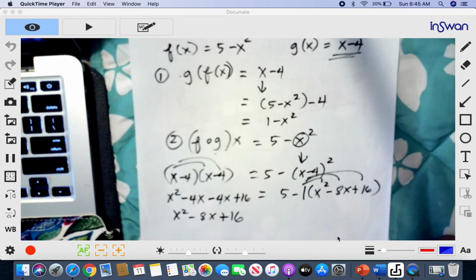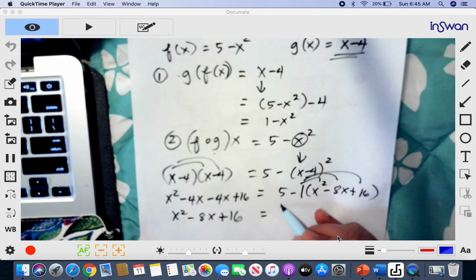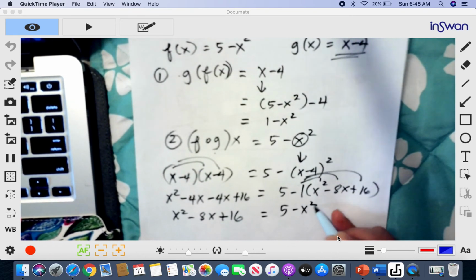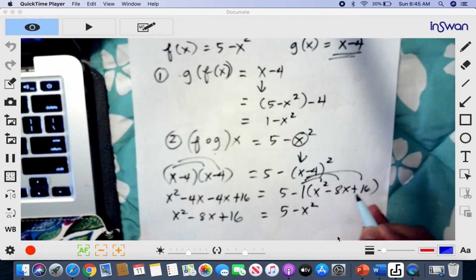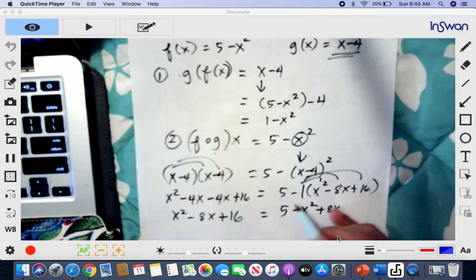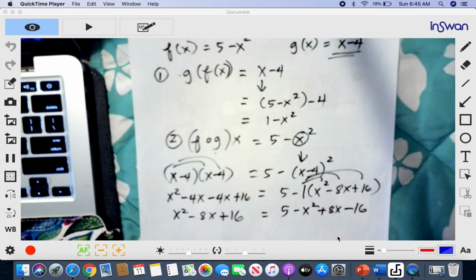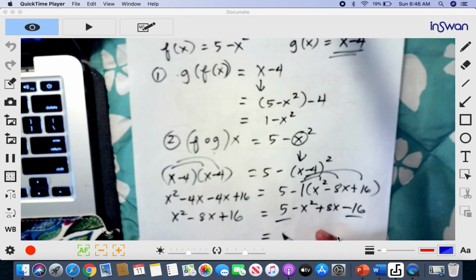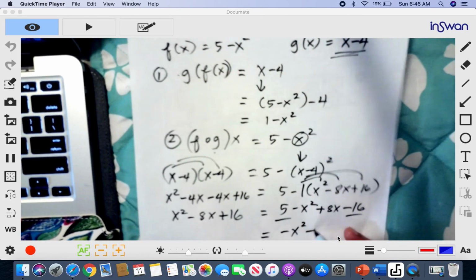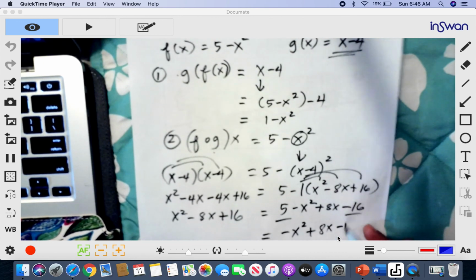I know algebra is a little complicated, but you have to be really patient. So you have 5 minus x squared. When you multiply by a negative 1, you simply change the signs of everything. So x squared becomes negative, negative 8x becomes positive, and 16 becomes negative. And then, of course, observe whether you can combine like terms. It's 5 and negative 16. So this will be negative x squared plus 8x minus 11.